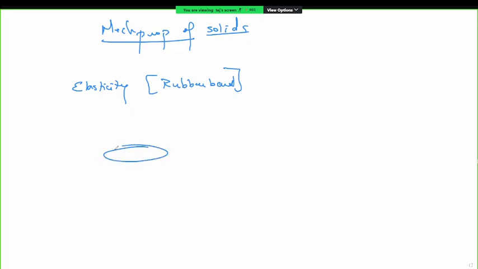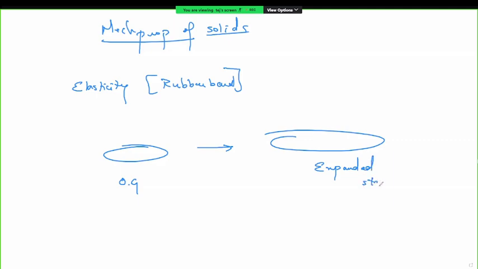Assume a rubber band. It is initially not under any influence. So this is the original state of the rubber band. Now, what I'll do, I'll convert this rubber band like this. Now what happened is this is called an expanded state. Expanded state. Now, this happened because you applied force. The moment you stop applying force, what happens? From the expanded state, the rubber band comes back to its original state.